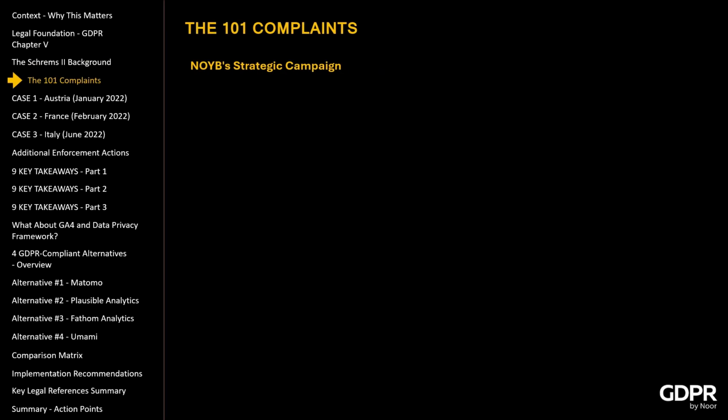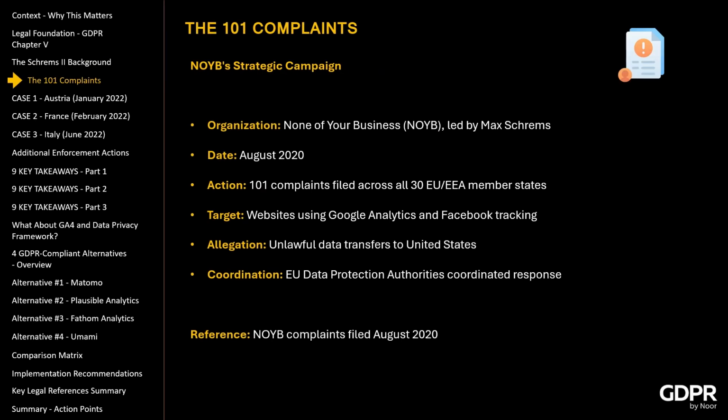After Schrems II, enforcement was coordinated. NOYB (None of Your Business) filed 101 complaints in August 2020 across 30 European countries, targeting Google Analytics and Facebook tracking. The core argument: after Privacy Shield was invalidated, no lawful transfer mechanism existed for sending European data to the US. The EDPB coordinated the handling of these complaints to ensure consistent decisions across Europe. Over the next 18 months, multiple DPAs issued rulings. The first three decisions are the key ones, and we will discuss them in the next slides.